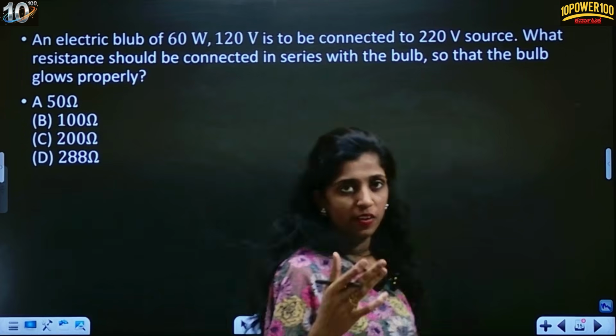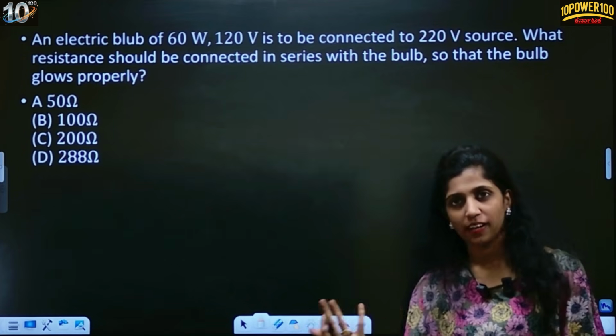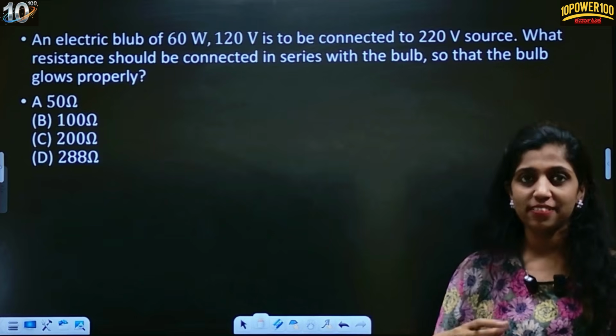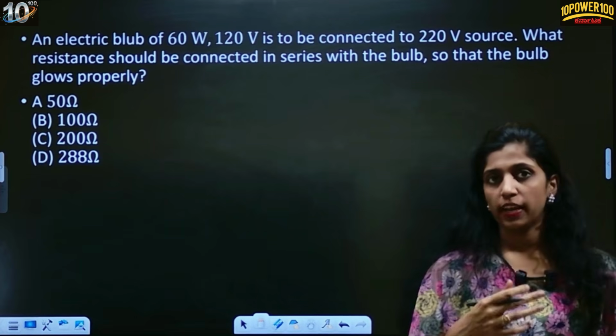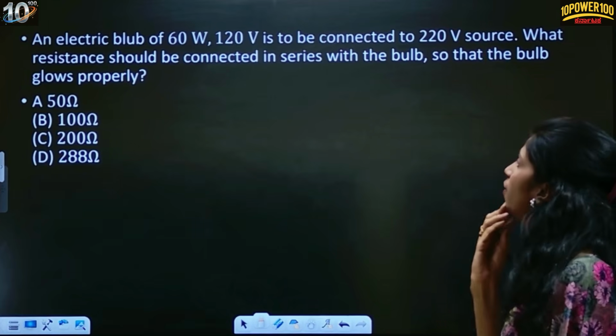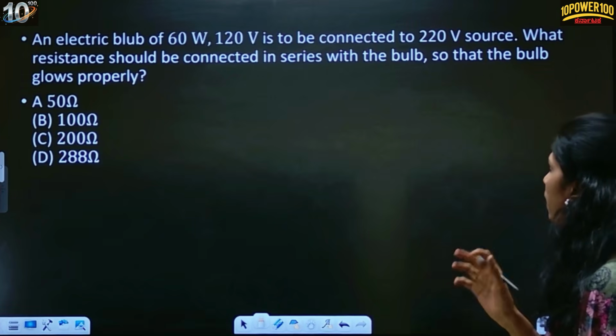If you have any shortcuts, or a much easier way to get to this answer, just let me know in our comment section. Okay, so let me try this in one method.